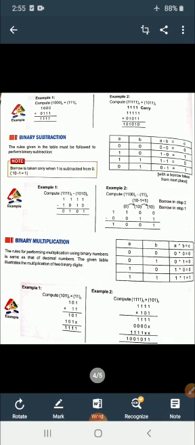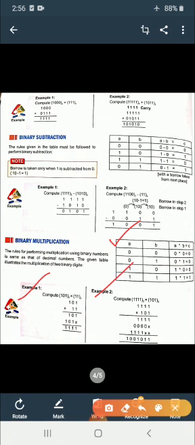Understood? Next one is binary multiplication. Binary number multiplication is the same as that of decimal numbers. Here we are going to follow this table for multiplication. 0 multiplied by 0 gives you 0, 0 multiplied by 1 gives you 0, 1 multiplied by 0 gives you 0, and 1 multiplied by 1 gives you 1. This is almost the same as our mathematics multiplication, right? So normally you are going to multiply and then add the numbers. If you want, you could check these two examples.